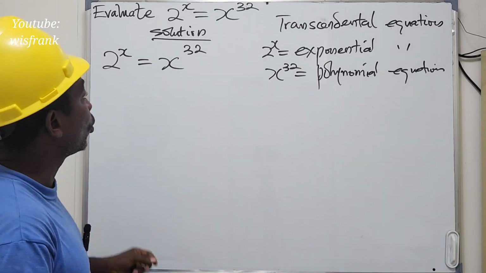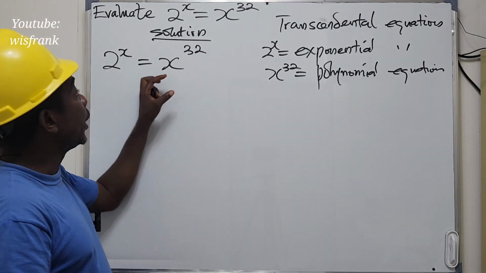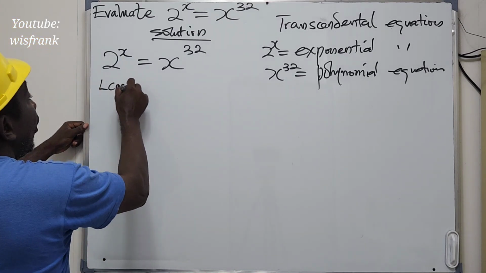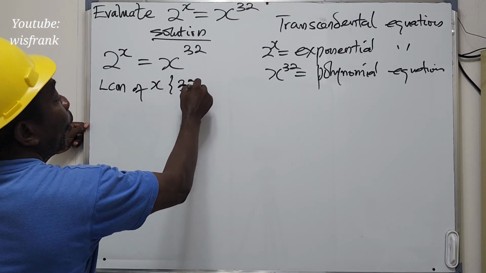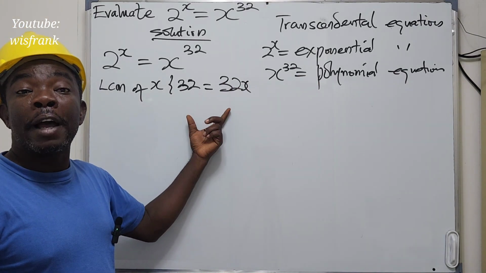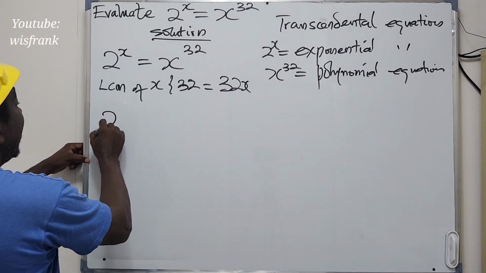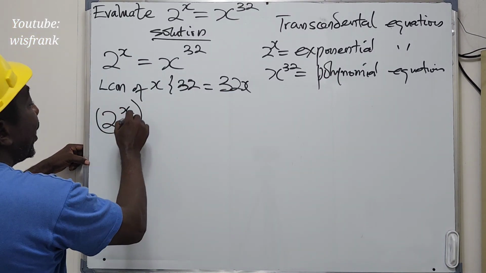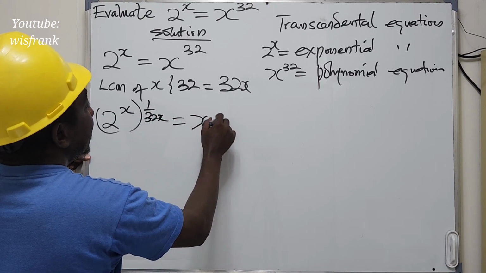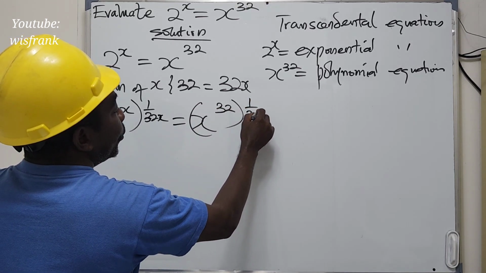So what we are going to do is find the LCM of the powers. The LCM of x and 32 will give us 32x. So we are going to divide the power by the LCM, which is 32x. So we are going to have 2 to the power of x, then we have 1 all over 32x, equals x to the power of 32. Then we multiply by 1 all over 32x.